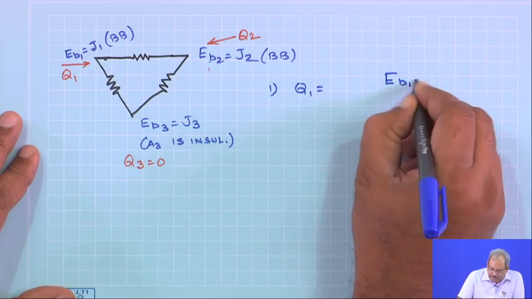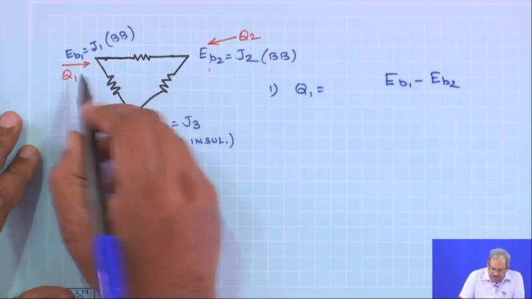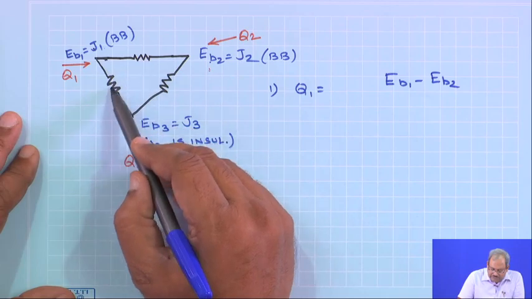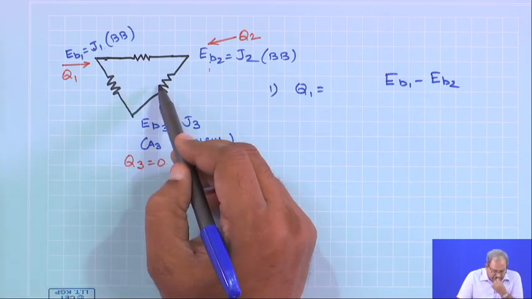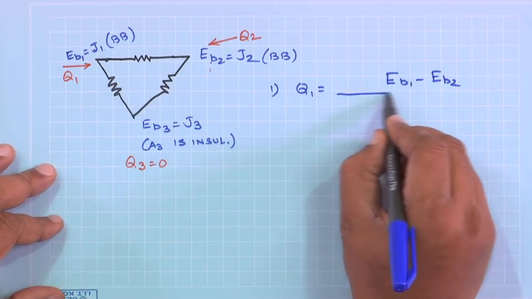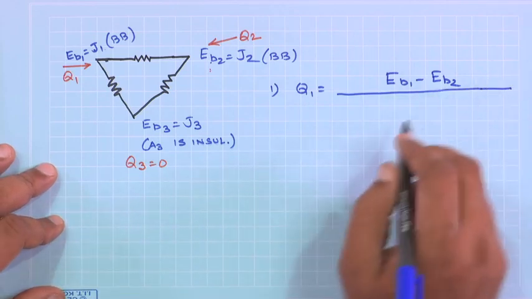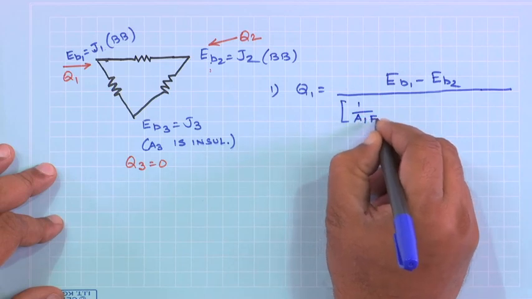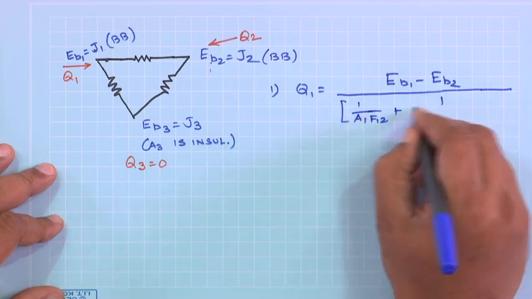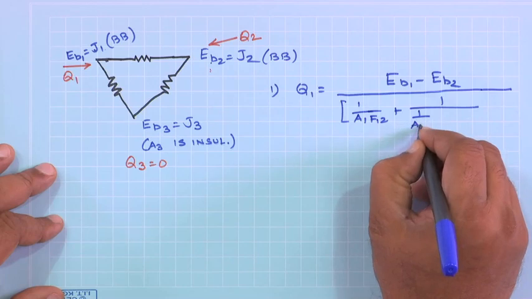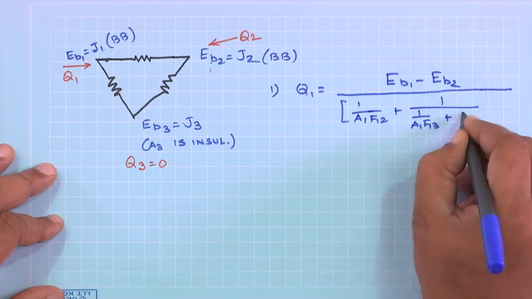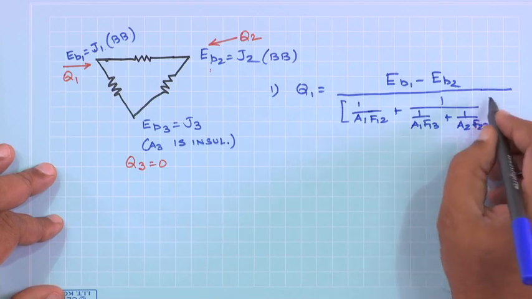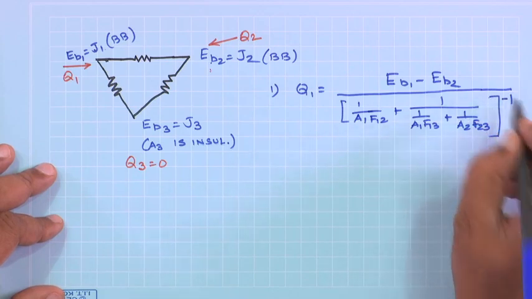Q1 would be EB1 minus EB2. This is in series with these two. So, taking an analogy from electrical circuits, it is going to be 1 by A1 F12 plus 1 over 1 by A1 F13 plus 1 by A2 F23, the whole to the power minus 1.